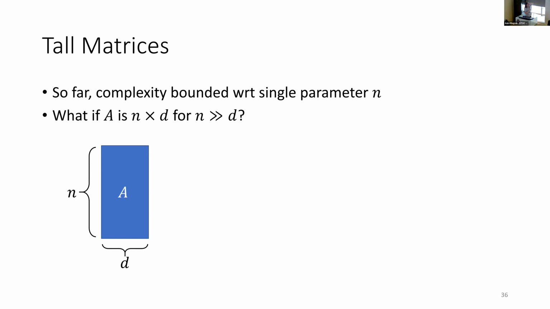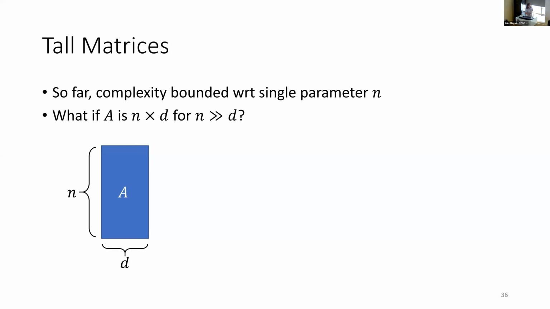All right, so far I bounded all the complexities just with a single parameter n, but matrices have two parameters, right? Besides the height, you also have the width. So what could happen is that you have tall matrices that are really thin. And the hope is maybe you can get something faster now, because if d is small, then since the matrix is kind of small, you get a faster algorithm.